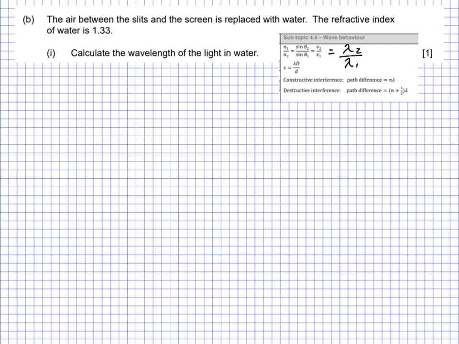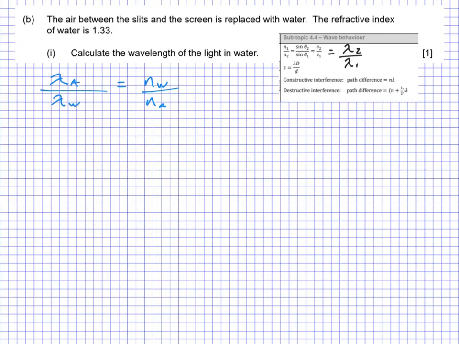What we're now going to do is try to find the wavelength in water. So let's just go ahead and say that we've got the wavelength in air, and if we use Snell's law, that's going to be equal to the wavelength in over the wavelength in water. And now we can look at the refractive indexes. So we're going to put the refractive index of water and the refractive index of air.